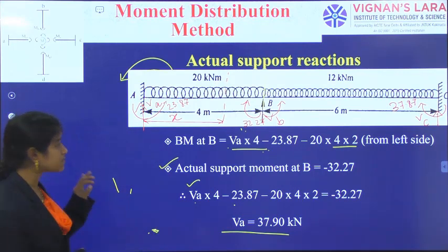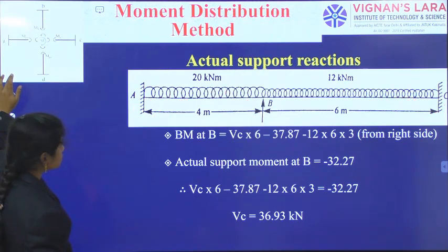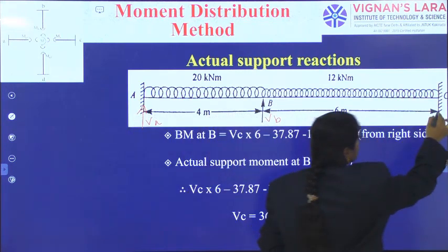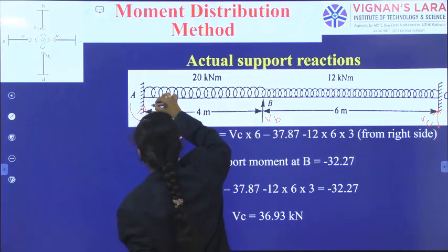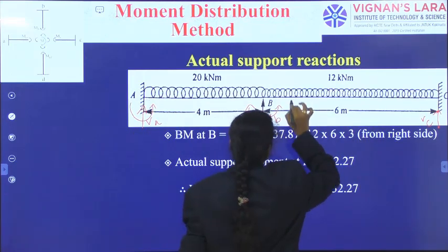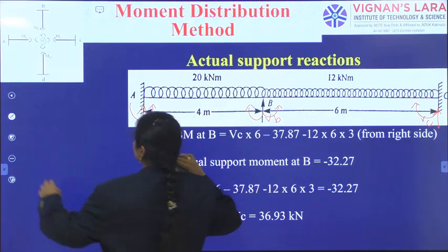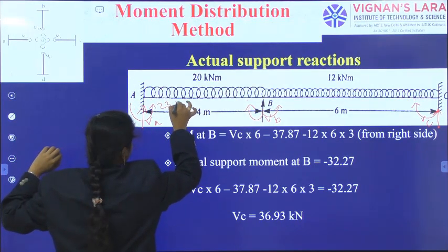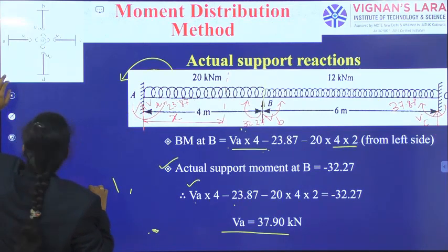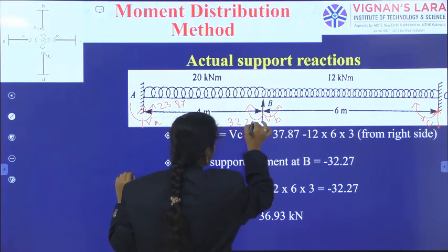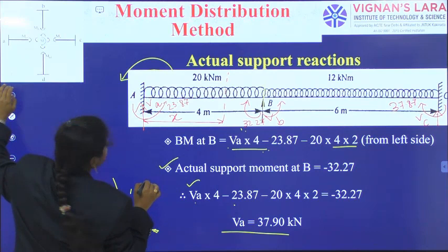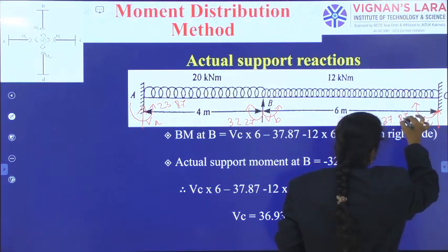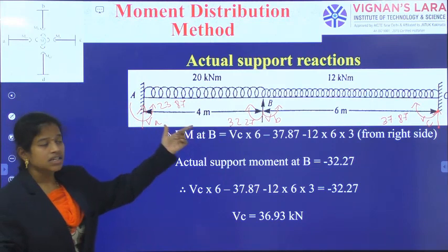Similarly, for VC also we go with the same step. Okay. VA, VB, VC, support moments 23.87, 32.27, 37.87. Right? So, this is the support moment indication.